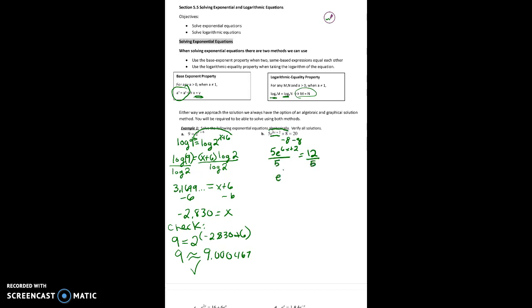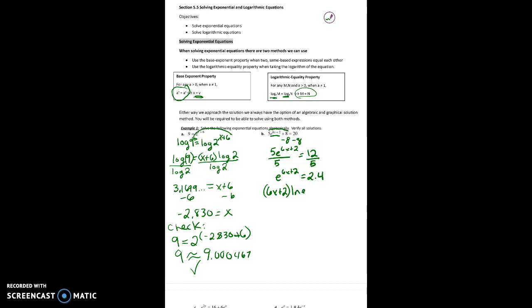So we have e to the 6x plus 2 equals 2.4. And that's a terminating decimal, so it's just 2.4. Now, if I want to undo e, I can take the log of both sides. However, to save myself some time, I'm going to take the natural log because the natural log is base e. And I'm going to bring down my power first.